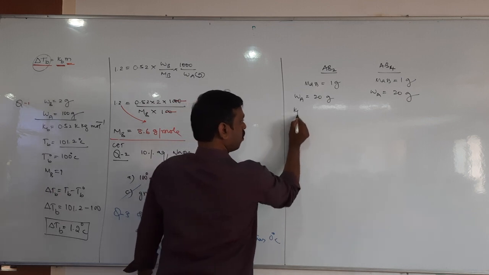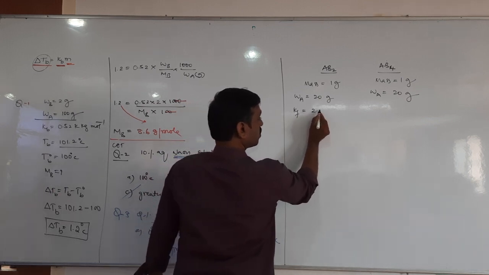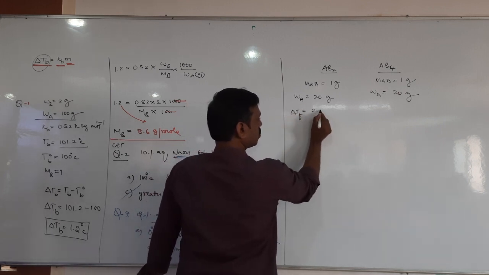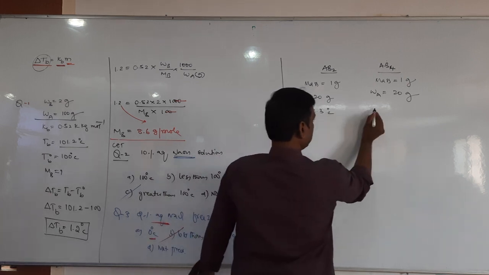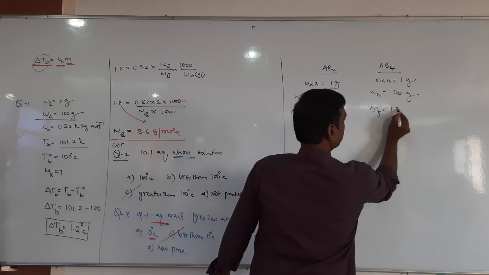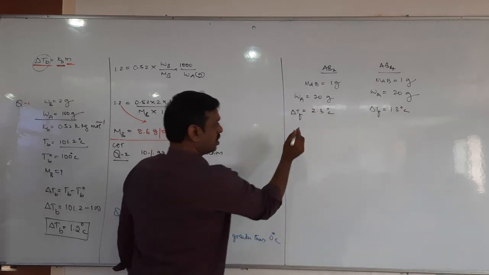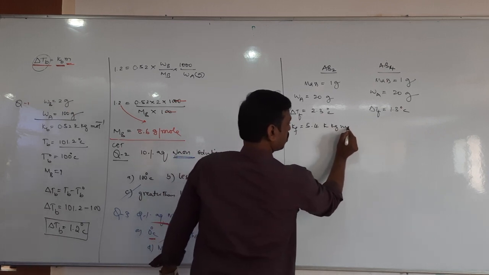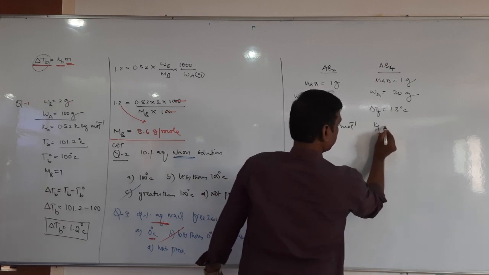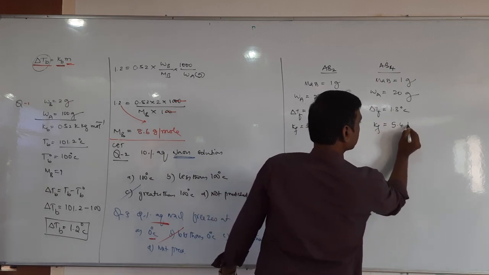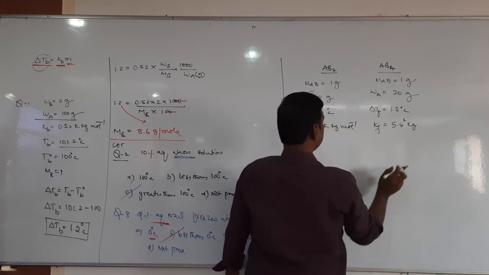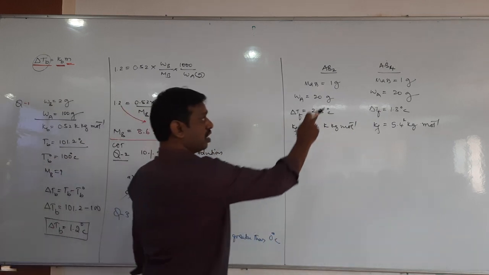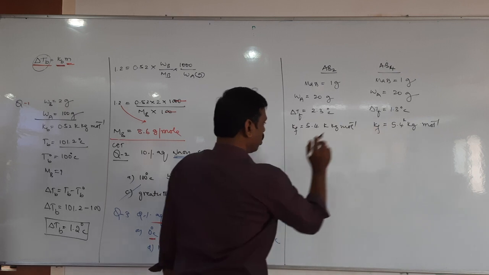Okay, what is the delta TF? 2.3 degrees Celsius, and here delta TF equals 1.3 degrees Celsius. And the Kf value is the same, for benzene, 5.4 Kelvin kg per mole. Here also the Kf of benzene is the same, 5.4 Kelvin kg per mole. Now we need to calculate the atomic masses of A and B respectively.